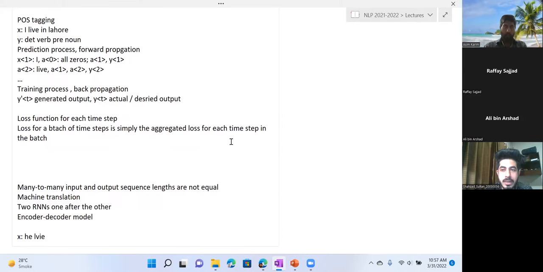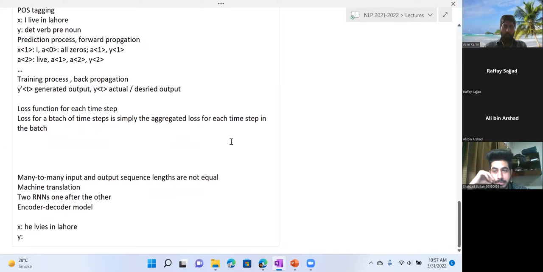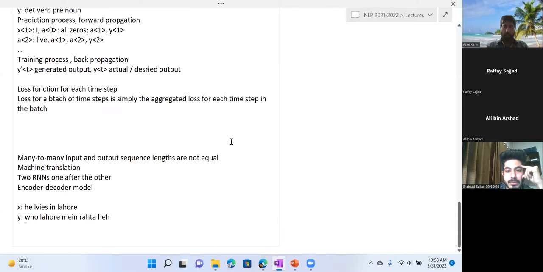he lives in Lahore, और Y मैं जनरेट करना चाहता हूँ उर्दू में. लेट्स से, आई एम गोइंग टू राइट इन रोमन उर्दू, वो लाहौर में रहता है. ठीक है ना, ऑफ कोर्स इन दिस केस मेरे ख्याल से दोनों के नंबर ऑफ वर्ड सेम है बट इन जनरल दे वुड बी डिफरेंट. तो इसमें क्या होगा, जो फर्स्ट RNN है, वो बेसिकली आपका एनकोडर है.